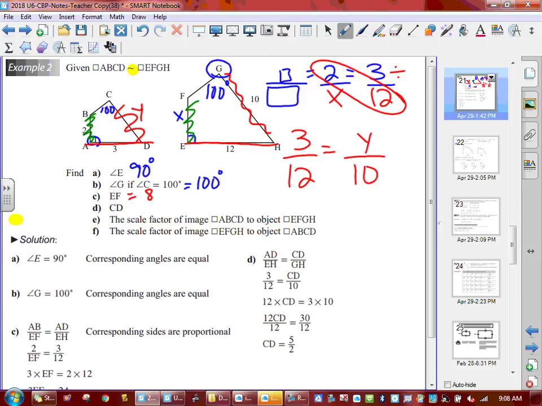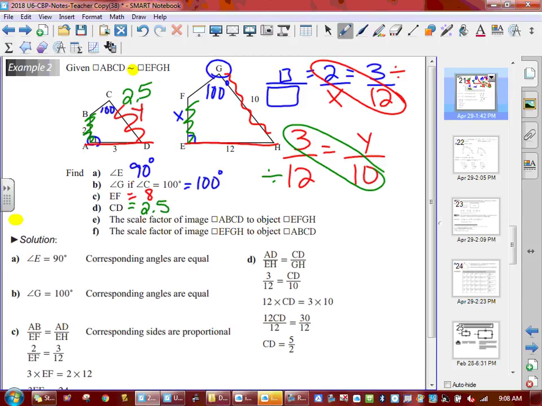You have a question, Andrew? No? Okay. All right. So now we're just going to multiply this way and divide by 12. So we're going to cross multiply and divide. To 1 decimal point, it's going to be an exact decimal. Exactly. So this one here is 2.5.